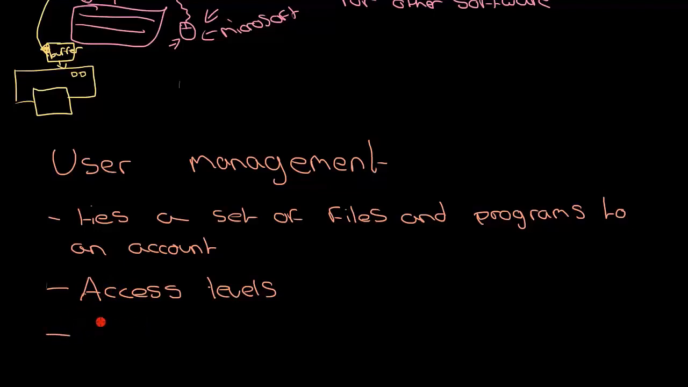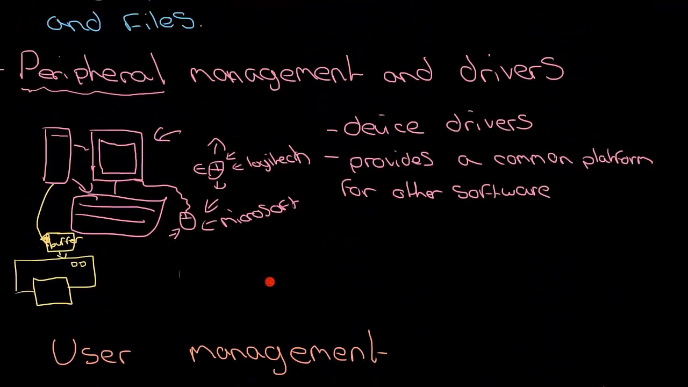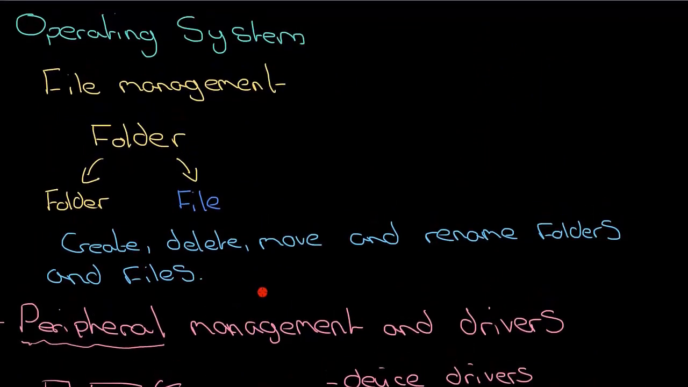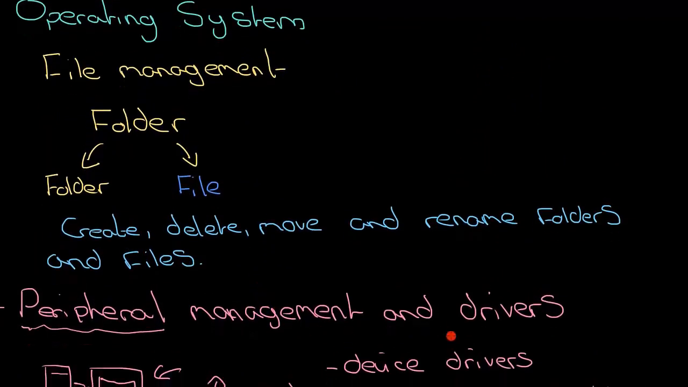Lastly, the operating system needs to provide some level of security for those different accounts. So that's the idea that you'll need a password to be able to log into it, or maybe some sort of two-factor authentication. There's no point for an operating system to provide different levels of access and different accounts if it's going to let everybody use everybody else's accounts. So that idea of security as well. So user management then, peripheral management and drivers, and file management is also part of what an operating system does.